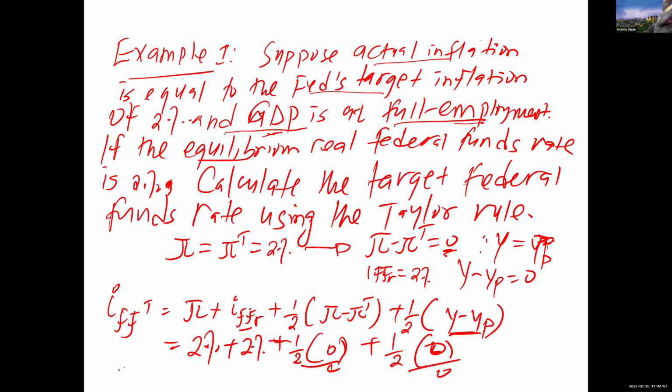So that, according to Taylor, the Fed is going to set its target on the interest rate at 4%. So according to the Taylor rule, when the economy is at full employment and inflation is where the Fed wants it to be, at its target of 2%, the federal funds rate that the Fed is going to set when they meet should be around 4%. Let's do another example.